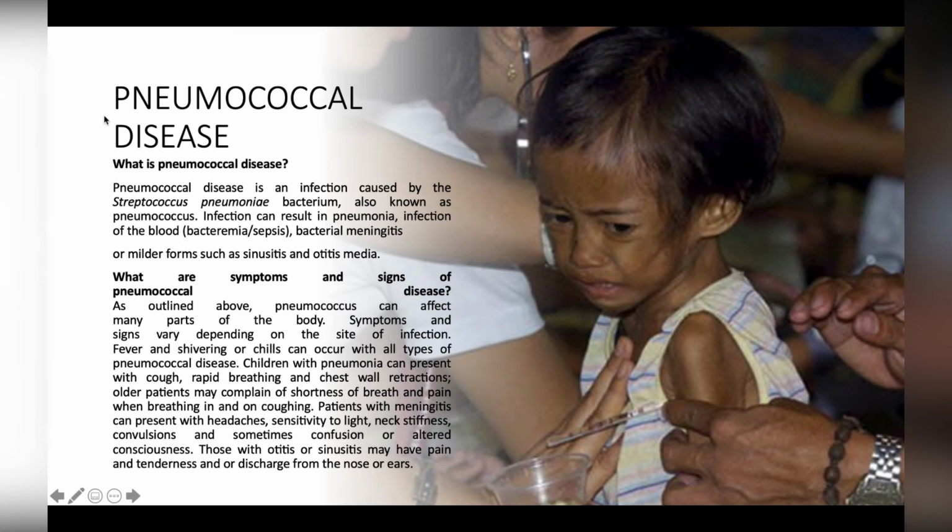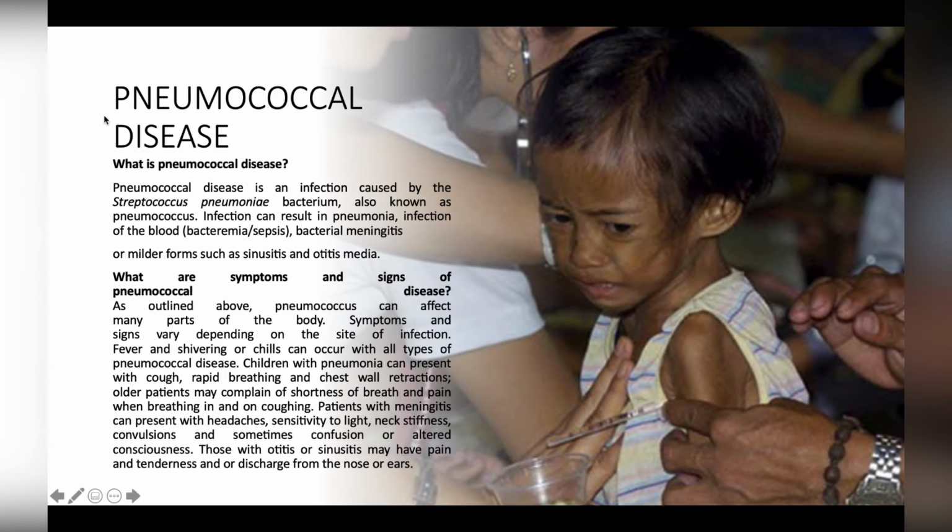As outlined above, pneumococcus can affect many parts of the body. Symptoms and signs vary depending on the site of infection. Fever, shivering, or chills can occur with all types of pneumococcal disease. Children with pneumonia can present with cough, rapid breathing, and chest wall retraction.